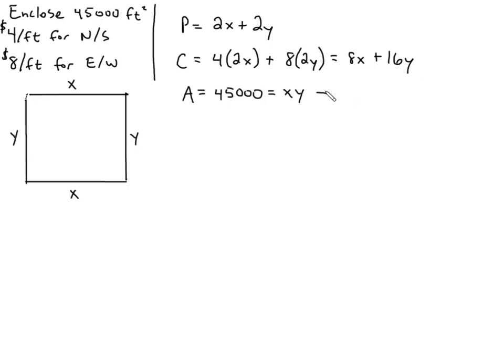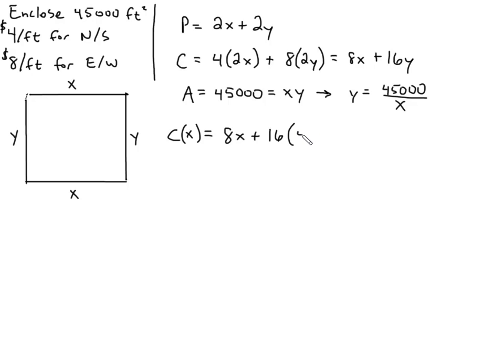So we can solve this for either x or y. I'll go ahead and just solve it for y. So y is equal to 45,000 over x. And now we can write a cost function, and we can say that it is now going to be a function of x alone, C of x. That's going to be 8x plus 16y, but we just figured out what y is. y is 45,000 over x.